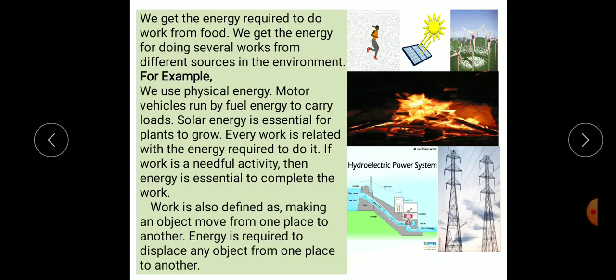Energy is required to do work and displace any object from one place to another place. When we do any work, we want energy. And where do we get energy, students? We get energy from food. So, if we do any simple work, we want less energy. If we do any hard work, we want more energy. Understand, students?